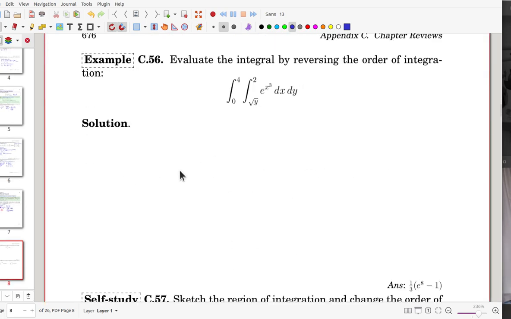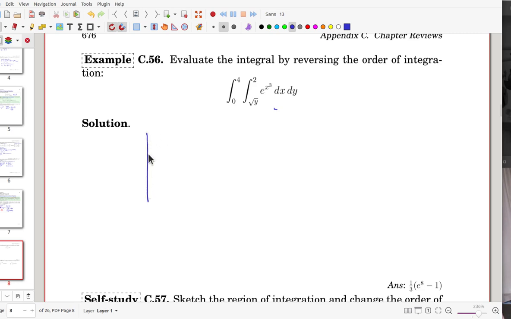Evaluate the integral by reversing the order of integration. Currently, for this one, if you try to do the x integration, then it's not easy. So let's try to reverse the order of integration. In order to do that, we have to recognize the region D.